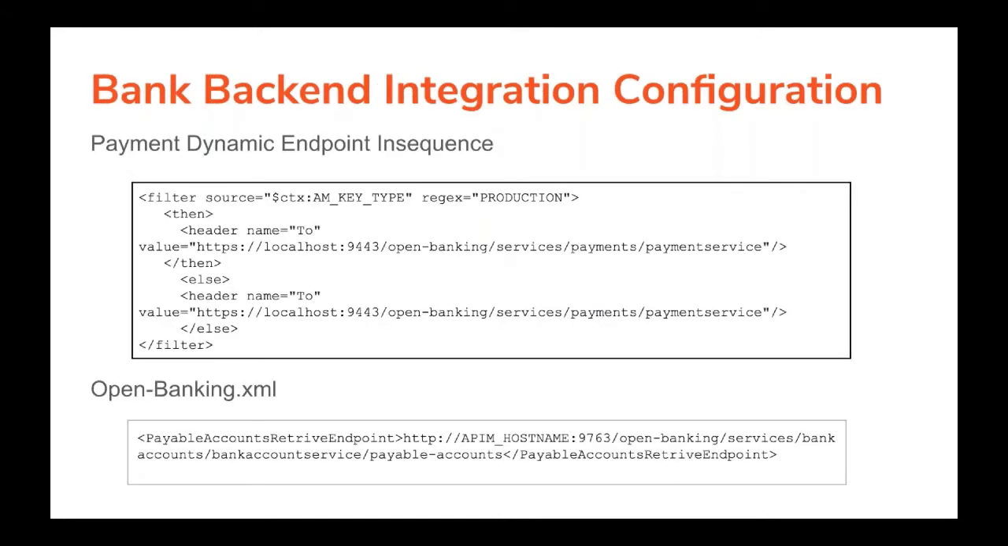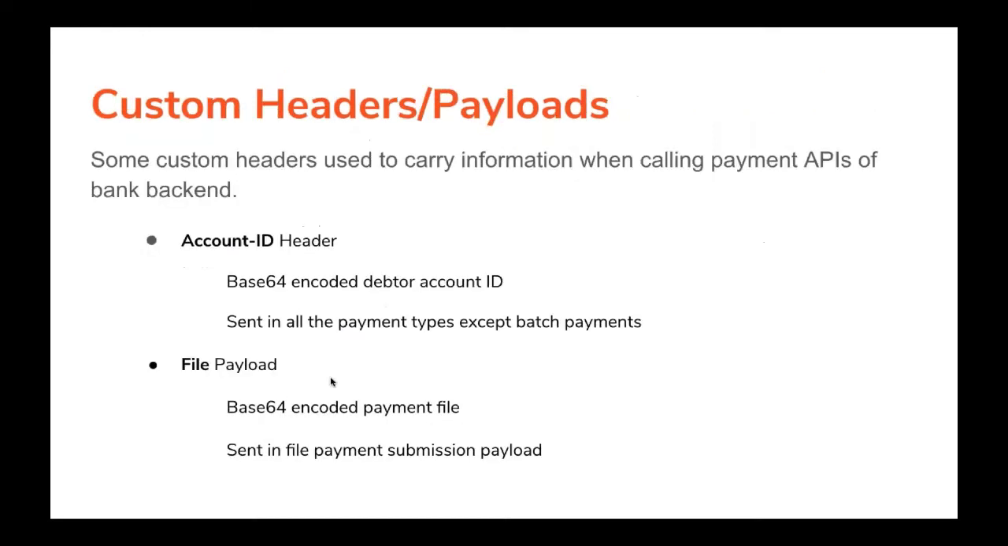Okay, before that, actually I will explain this as well. This backend integration configuration is available in two places. One is the payment dynamic endpoint in sequence, and this in sequence will contain the base URL for the core banking backend. Then the payable account retrieve endpoint is configured in the open banking XML file.